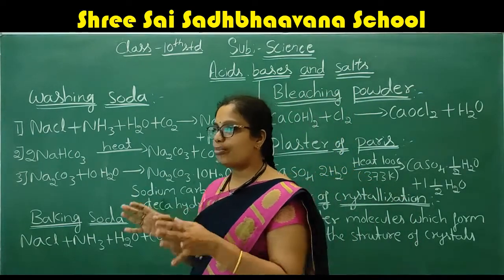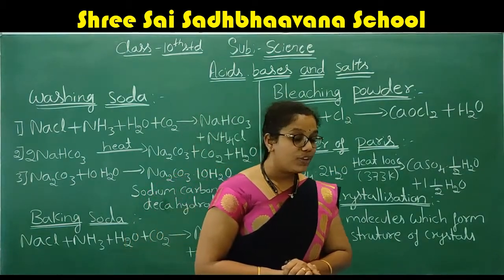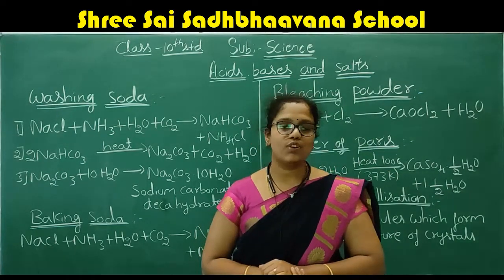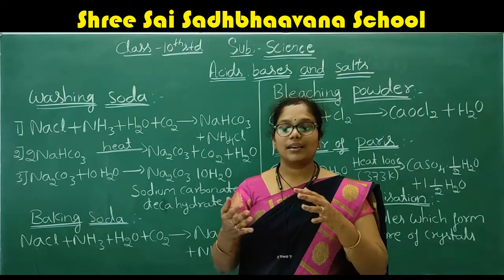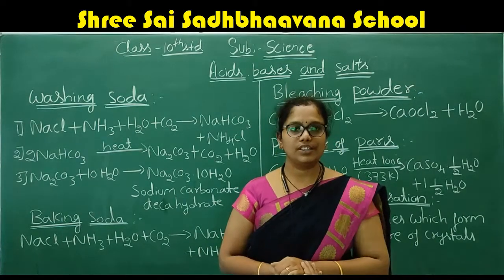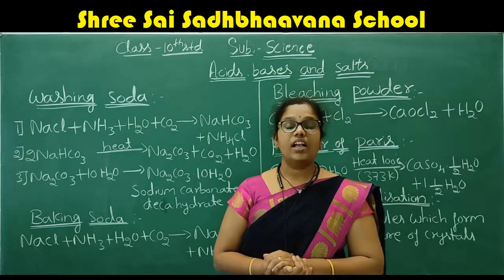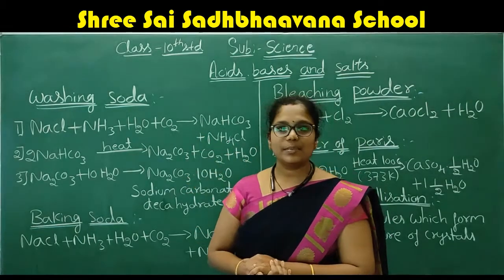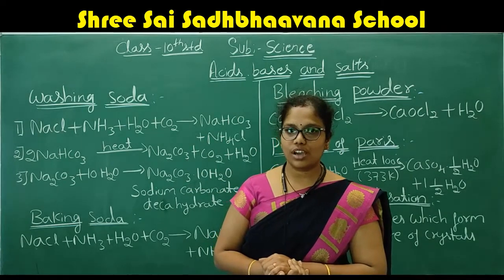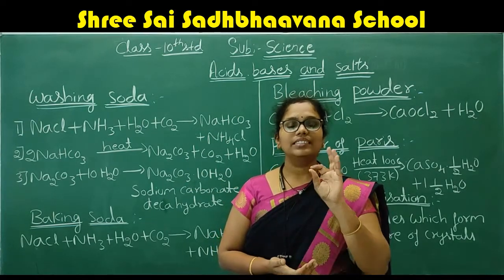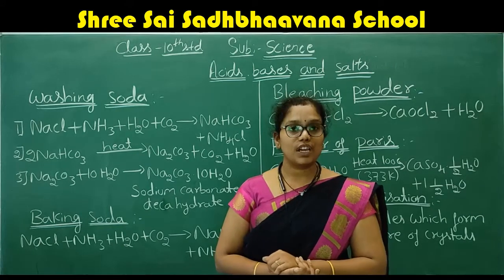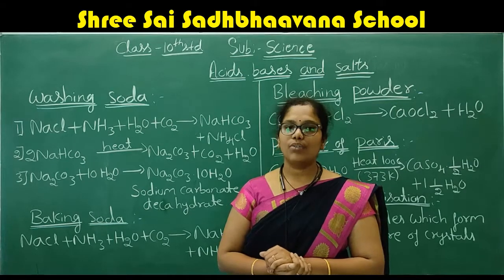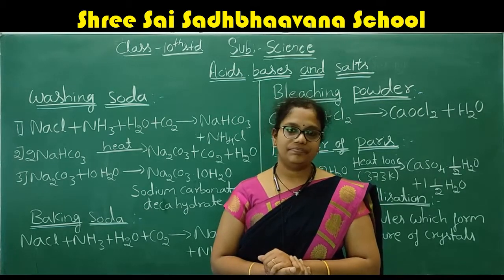After getting the formula of washing soda, now we are going to discuss how we prepare this washing soda. What are the methods involved in the preparation of washing soda? If you see, mainly there are 3 steps for the manufacture of washing soda. What are the 3 steps? Now we will see them one by one.